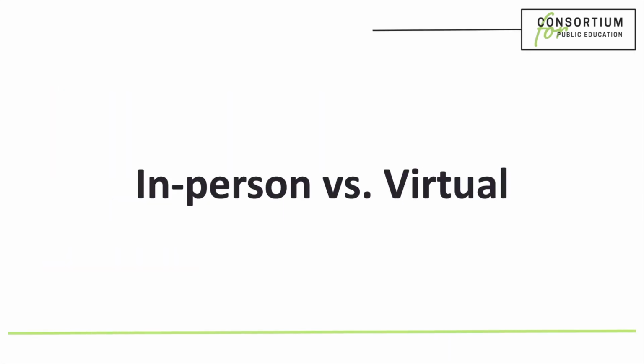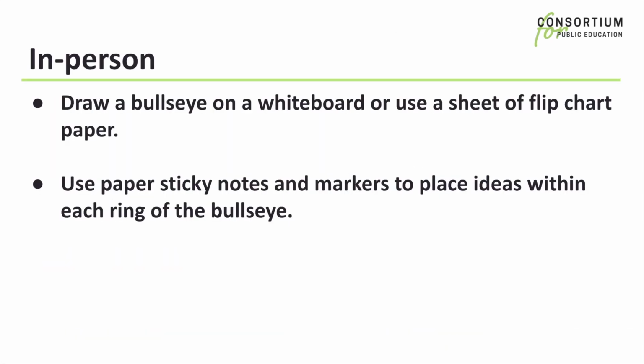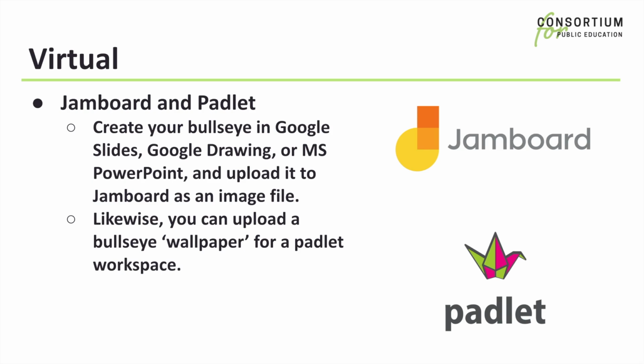Now let's talk in-person versus virtual. If you're using the Bullseye Framework in person, you can draw a bullseye on a whiteboard or use a sheet of flip chart paper, and then use paper sticky notes and markers to place ideas within each ring of the bullseye. If you're working in a virtual space, I recommend Jamboard and Padlet.